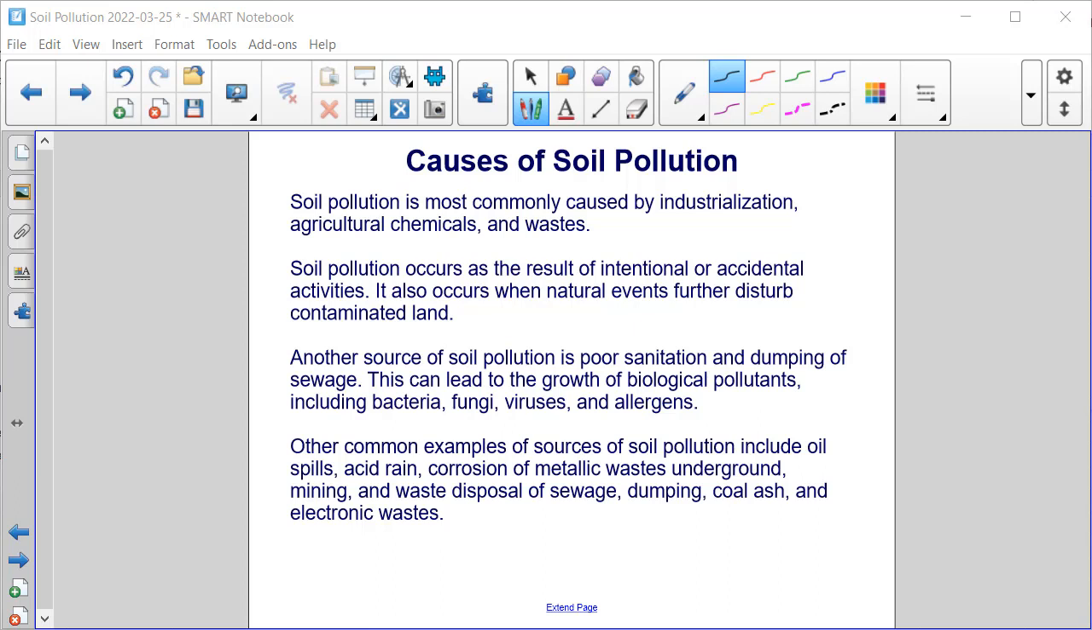Other common examples of sources of soil pollution include oil spills, acid rain, corrosion of metallic wastes underground, mining, and waste disposal of sewage, dumping, coal ash, and electronic wastes.